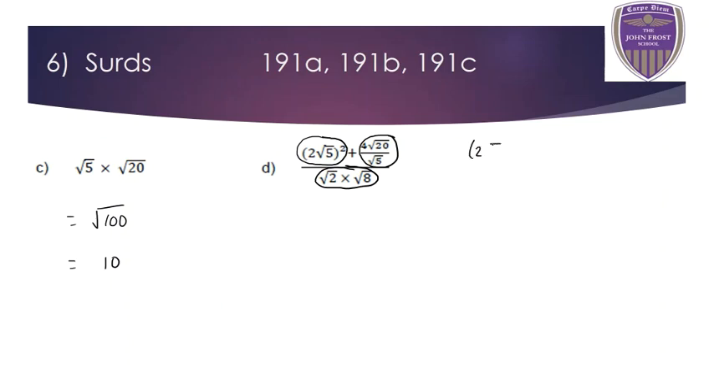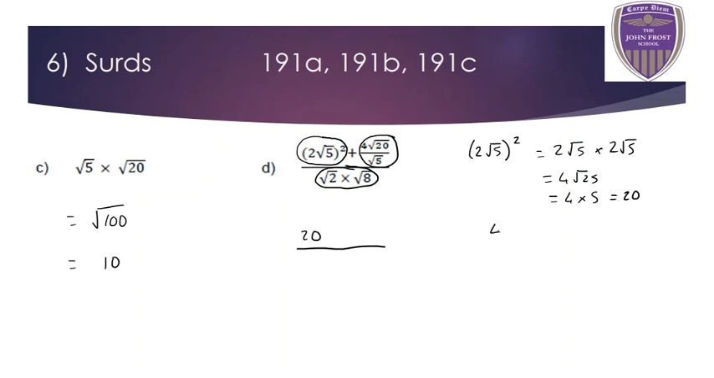I'm going to do 2 root 5 squared. So that is 2 root 5 multiplied by another 2 root 5. And in this case, 2 times 2 gives me 4. Root 5 times root 5 is root 25. And the square root of 25 is 5. 4 times 5 gives me 20. So I know that when I come to do my final simplifying, that's going to be replaced with 20.